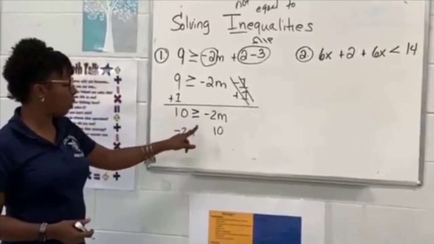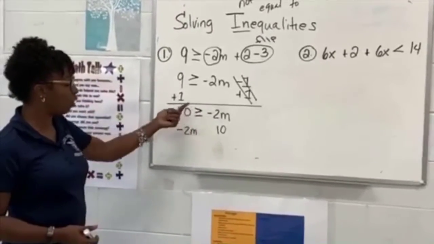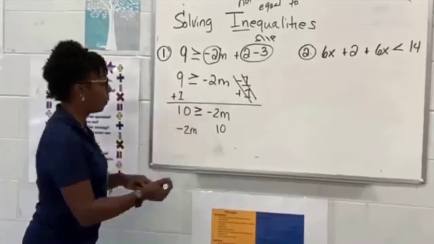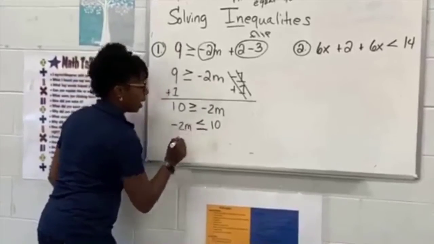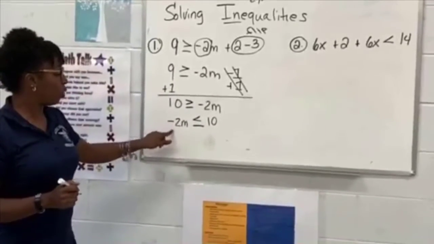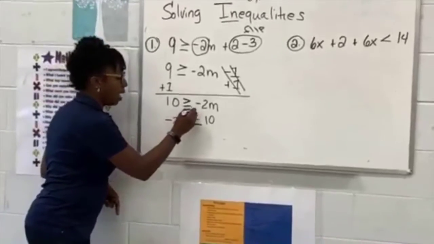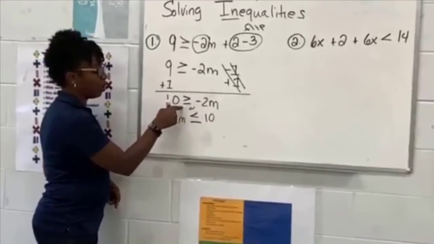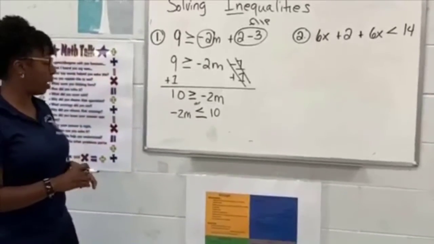But pay attention to what I do next. I'm going to write it so the sign is in the same direction as the original inequality. My mouth is going to open to 10, and I'm going to draw my equal sign. So negative 2m is less than or equal to 10 is the same as 10 is greater than or equal to negative 2m. Now I want to solve for m.